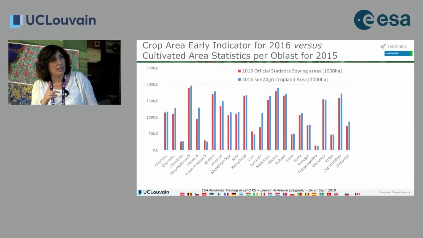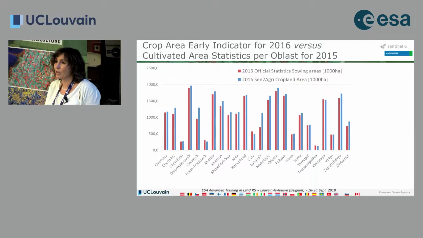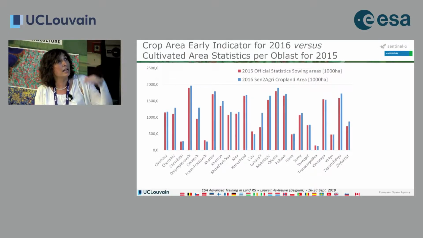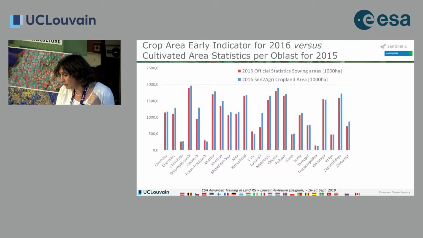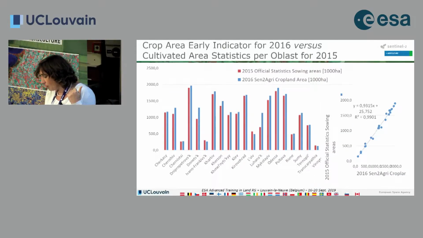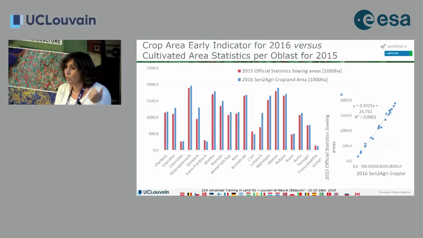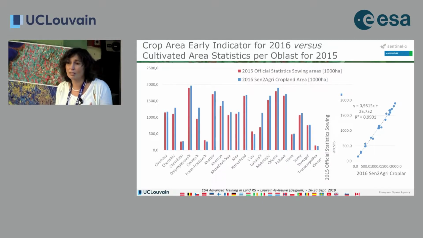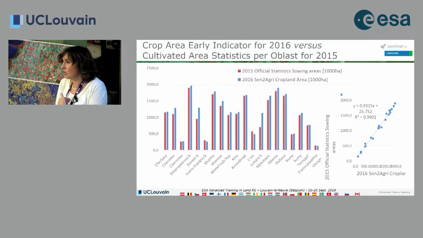I must say that the statistics were for the sowing areas, not the harvested areas. And you can see that there are very few districts where the product is completely off, and the relationship was also quite good. So for the Ministry of Agriculture, this comparison was really convincing, and since then they have really invested in finding national partners that could support them. So it is really not for us to support them, but there are national partners that can do this kind of job.